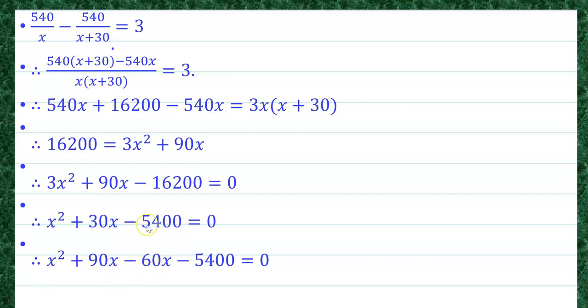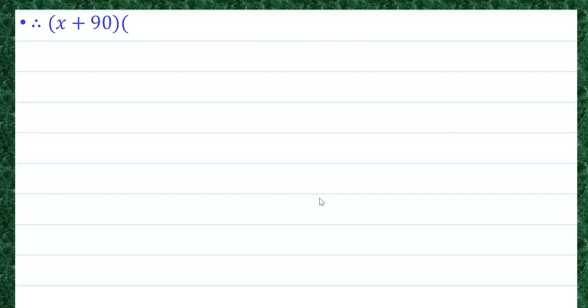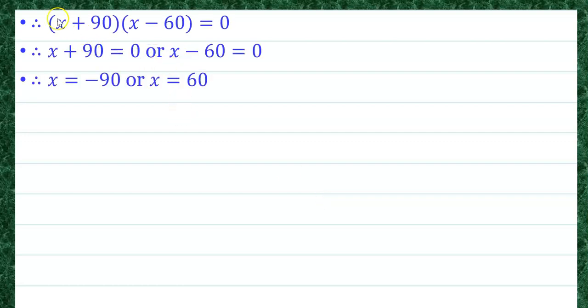Their product is minus 5,400. We can also find the factors using prime factors. From the first two terms x is common, from the other two terms minus 60 is common. Then here you will get the common term x plus 90, and the remaining term is x minus 60. Therefore x plus 90 is equal to 0 or x minus 60 is equal to 0. x is equal to minus 90 or x is equal to 60.